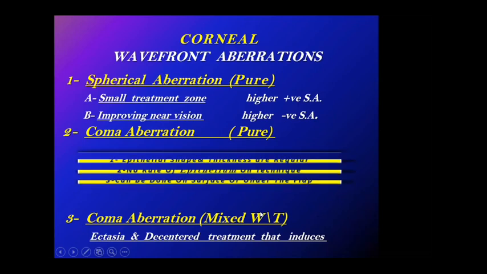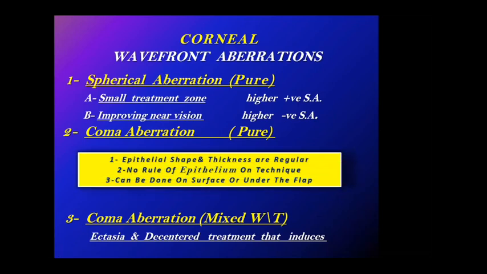Now, if it is pure, the epithelial shape and thickness are regular, and it has no role in our technique. You can do it either on the surface, or you can open a flap and do it, because the shape is normal. It is the function. Is that clear? It's different from the shape itself. For shape itself, you have to think about the epithelium.